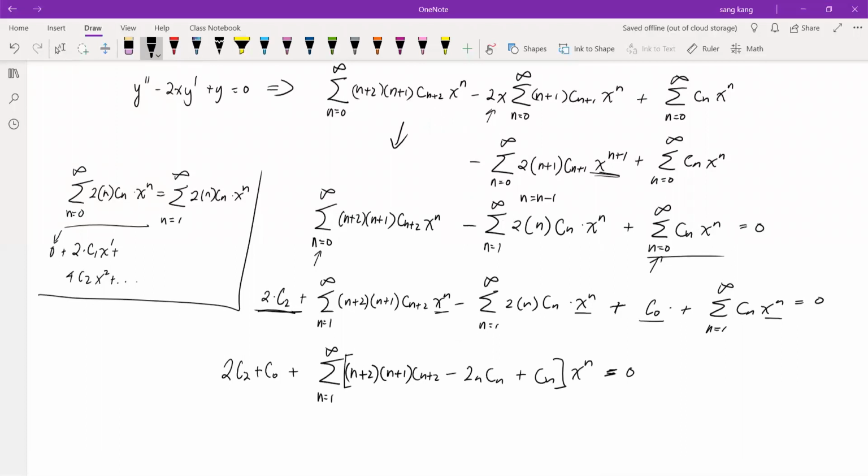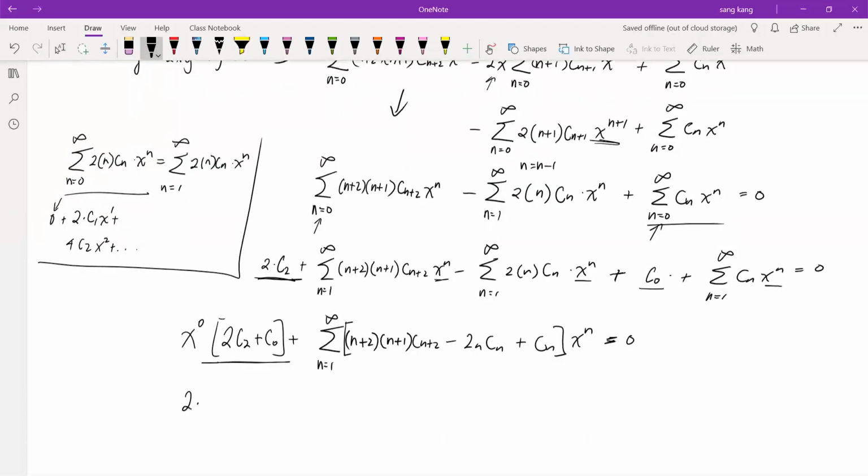And remember what I said, for a polynomial to equal 0, all of the coefficients have to equal 0. And this is referring to a specific x to the n. So for this first term here, the x is x to the 0, so this is x to the 0 times all of this. The sum here is x to the n times that coefficient, okay? So those are two separate conditions that I'm going to write out. So 2 times c2 plus c0 has to equal 0.